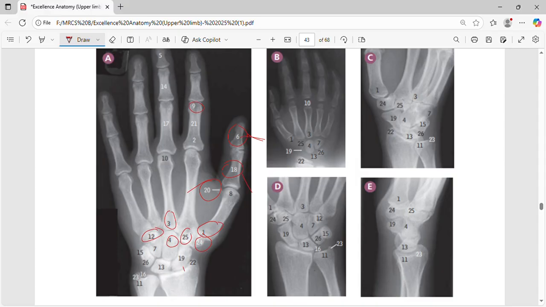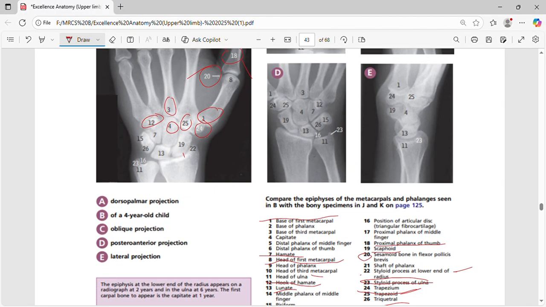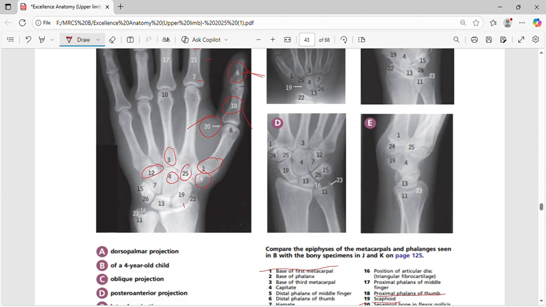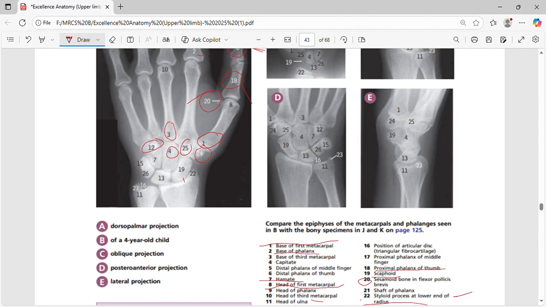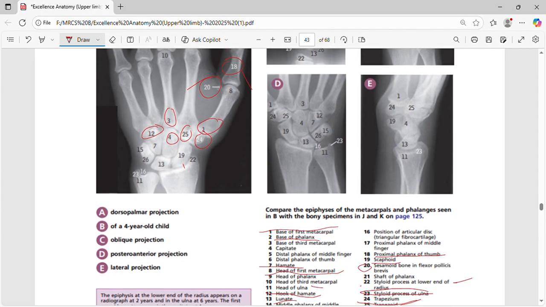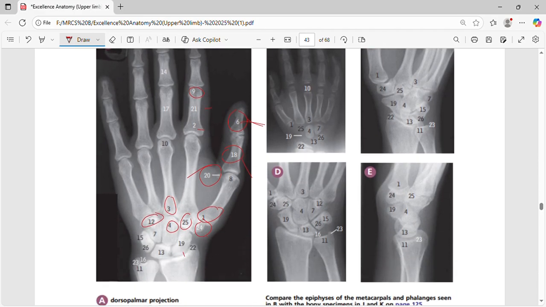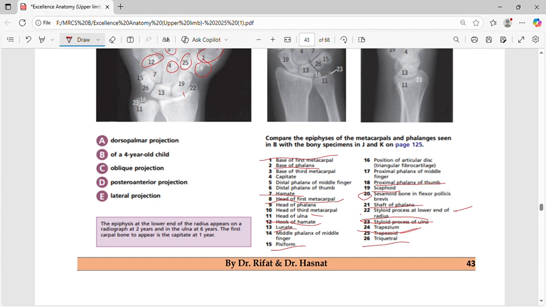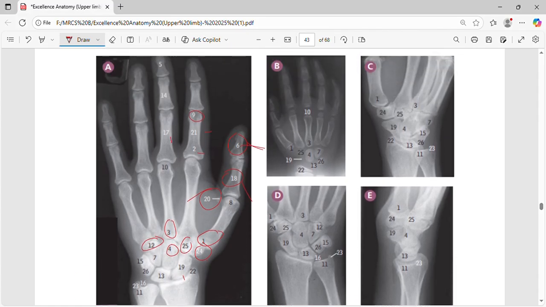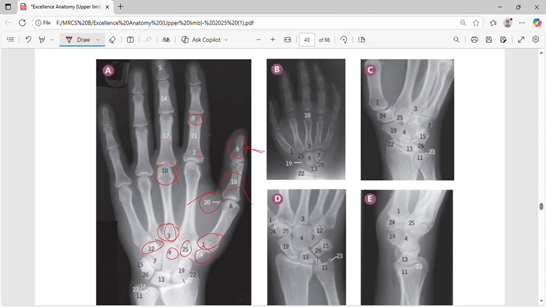Here you can see the head of the second proximal phalanx. This is the body, and this is the base of the second proximal phalanx. Number 2 is the base of the phalanx, and 21 is the shaft of the phalanx, and on number 9 you can see the head of the second proximal phalanx. Same goes for this: 10 is the head of the third metacarpal, and 3 is the base of the third metacarpal. So this is all about this radiograph.